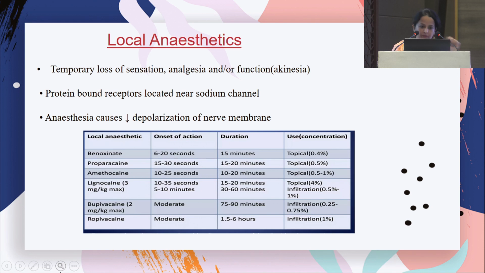Already discussed the topical agents. And the local anesthetics, they have the lignocaine. The maximum dose is 3 mg per kg. Onset is within 5 to 10 minutes and duration is about 30 to 60 minutes. Bupivacaine, we have the maximum dose up to 2 mg per kg. It has moderate onset of action. Duration lasts for about 75 to 90 minutes.